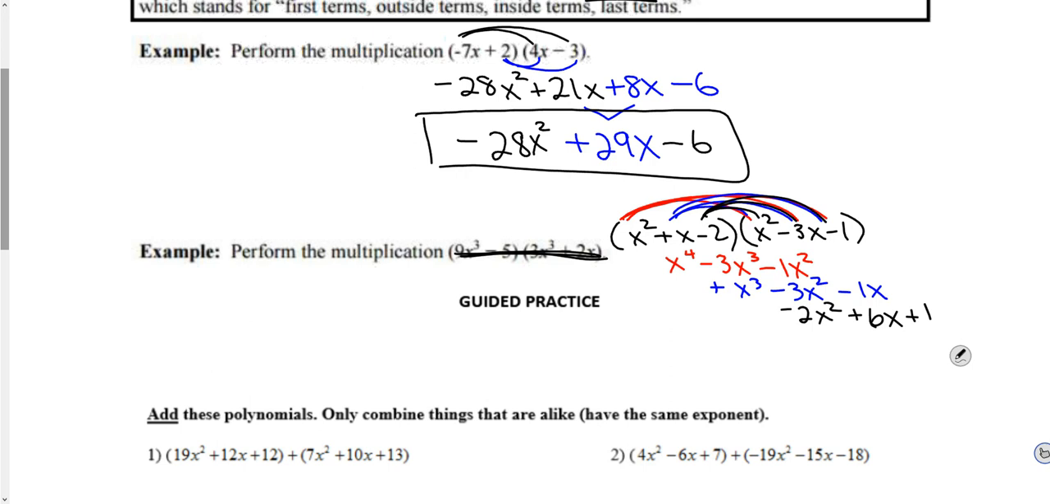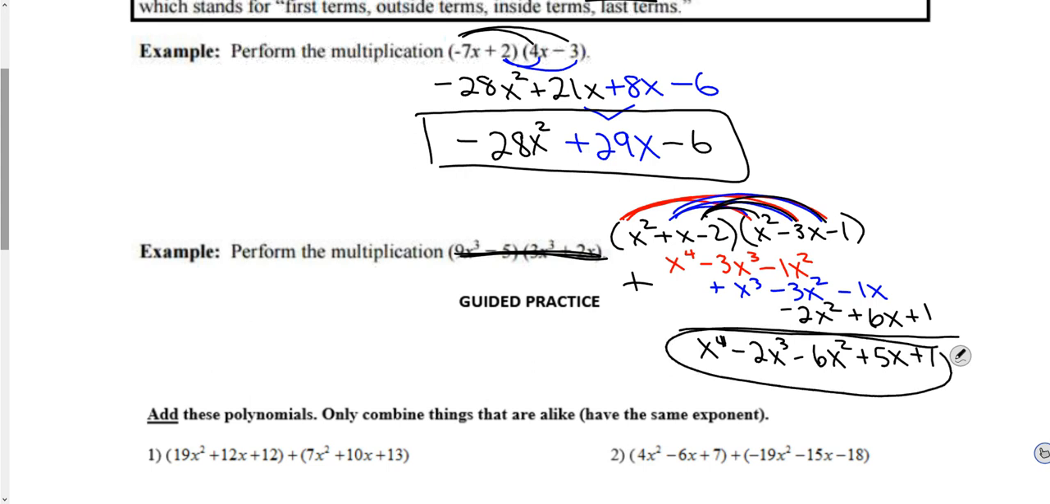And then to get the final answer, all we do is add them up. So we've already organized them by like terms. So this one is x to the 4th. That one is negative 2x to the 3rd. The next one is negative 6x squared. The next one is plus 5x. And then the last one is plus 1. And then that would be our answer. And guys, if you really wanted to, you could go across. But I just didn't have the room to do it. That's why I went down a level and just matched them up by the like terms.